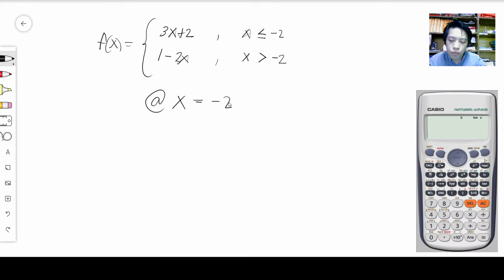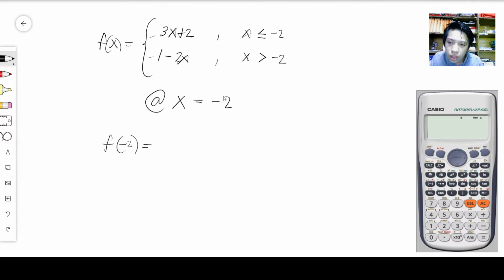If f of a exists, so does it exist? It exists. Okay, let us try. When we substitute negative 2 here, the value of f of negative 2, the question is, which of these two will we use? Is it the 3x plus 2 or the 1 minus 2x? Which one will we use?